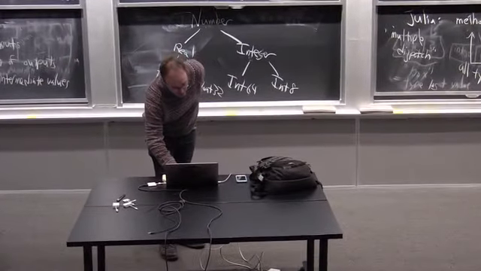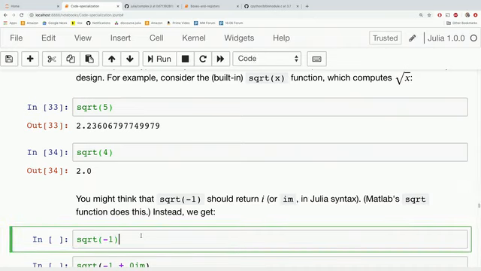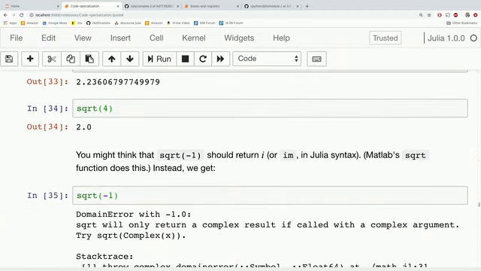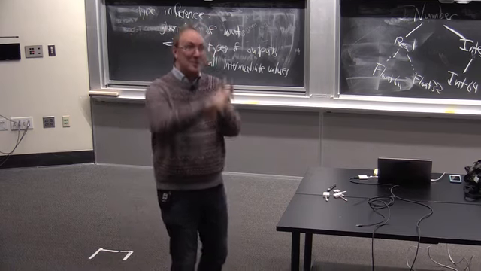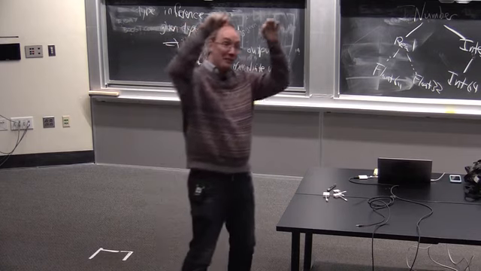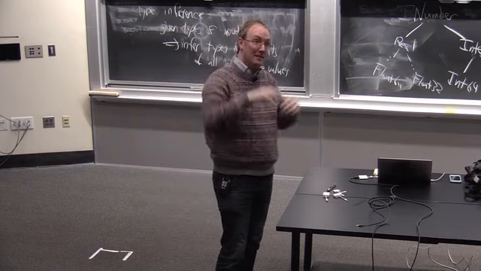The reason I mentioned square root is that what really confuses people at first is if you take square root of -1, you might think you should get a complex value. Right? And instead, it gives you an error. Because what are the choices here? It could give you an error. It could give you a complex value. But if it gave you a complex value, then the return type of square root would depend upon the value of the input, not just the type.